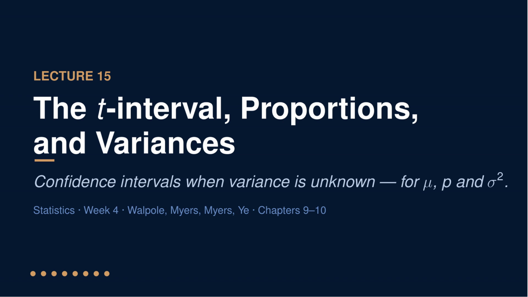Right, and that's the gap from last time. In Lecture 14, we built confidence intervals, but we cheated a little. We pretended we knew sigma, the true spread of the population, handed to us on a plate. And in real life, nobody hands it to you. So this is week 4, lecture 15. What do you do when sigma is unknown? We'll fix the interval for a mean, then do the same trick for a proportion, like that poll, and even for a variance. Let's go.